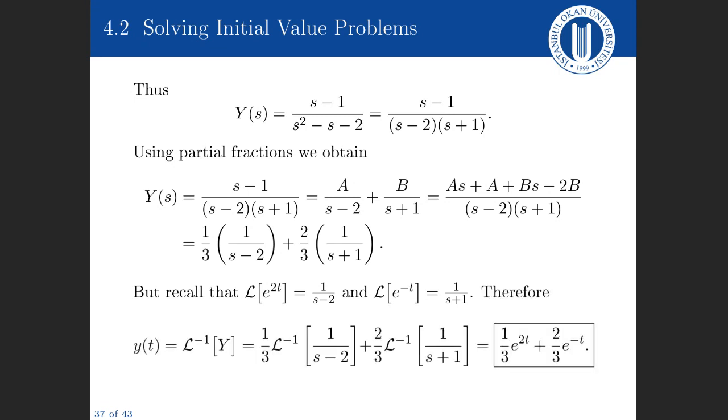So small y must be 1 third e to the power 2t plus 2 thirds e to the power minus t, which of course is exactly the same solution that we found using the previous method.